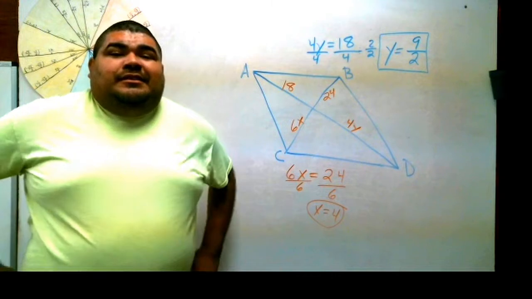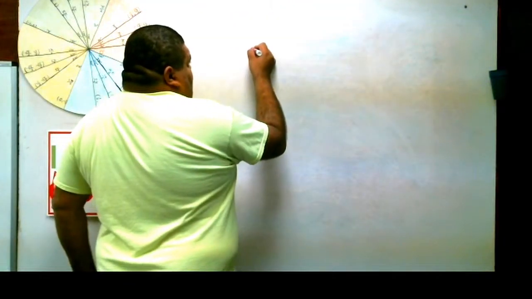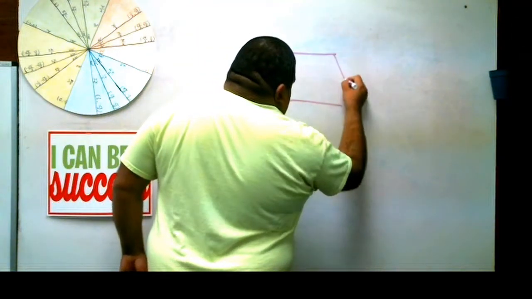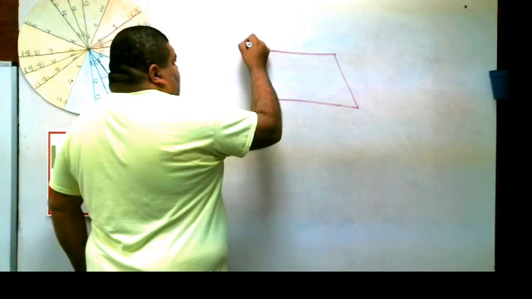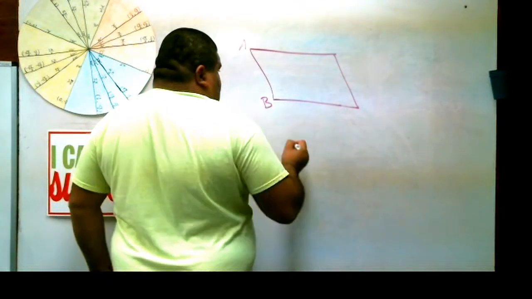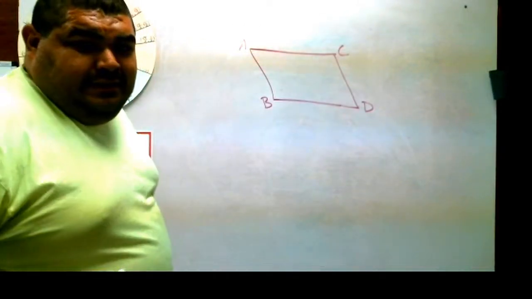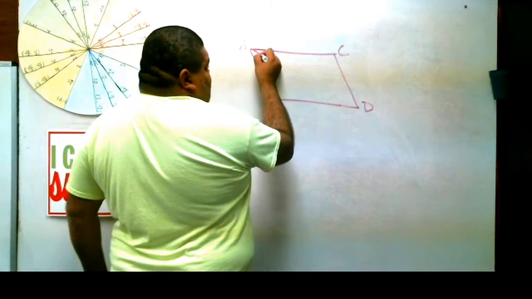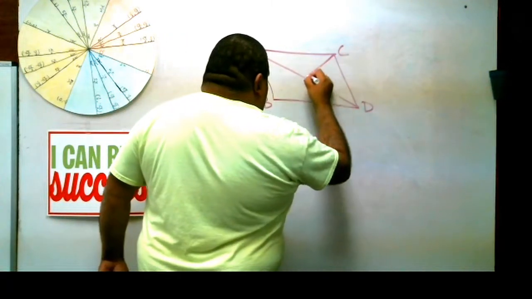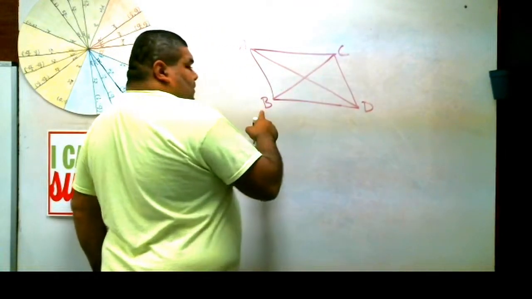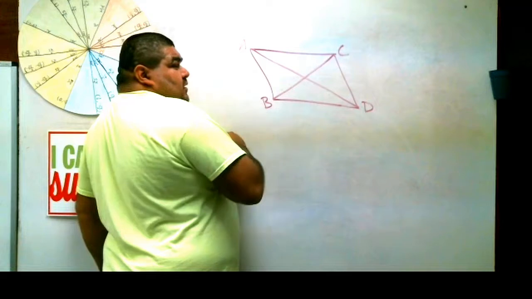All right, so here's your assignment for today. All right, guys, so the assignment for today is, we have a parallelogram, okay? We're going to label it A, B, C, and D, okay? Again, this parallelogram is cut or bisected into equal pieces. We have B, okay?